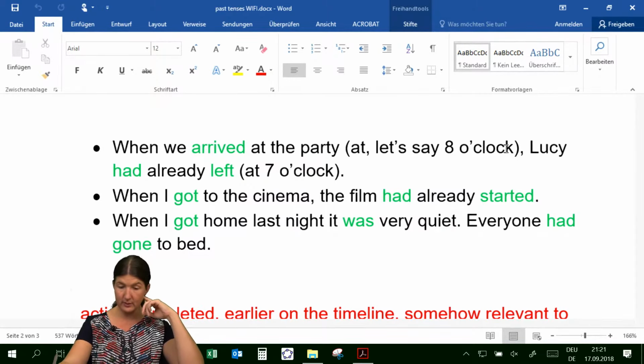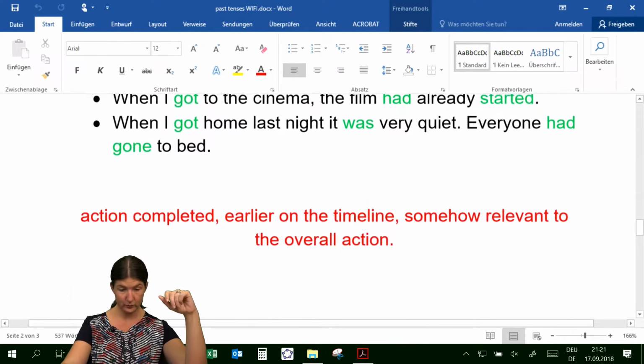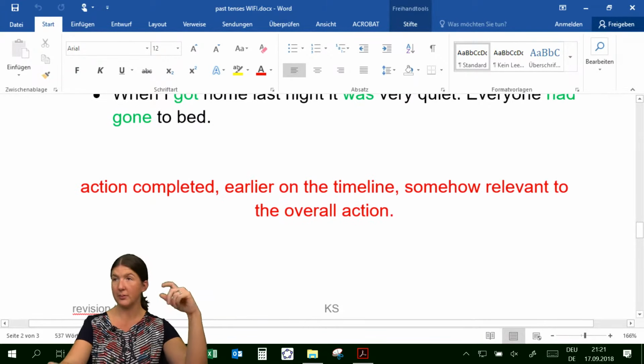When I got home last night, it was very quiet. Everyone had gone to bed. So you got home from a party, or from, I don't know, work, but everyone had already gone to bed, so there was no one to talk to. You got home at around 10, but they all went to bed at 9, let's say. So, action completed, both of them. Early on the timeline, somehow relevant to the overall action.